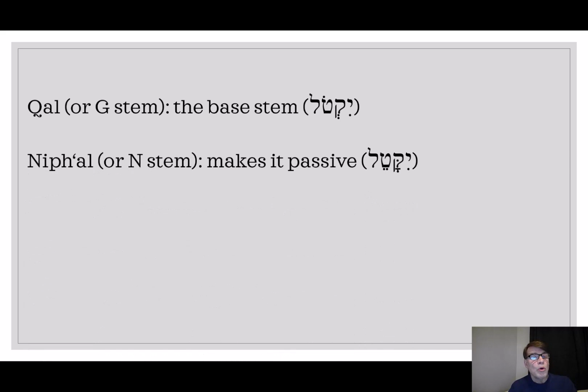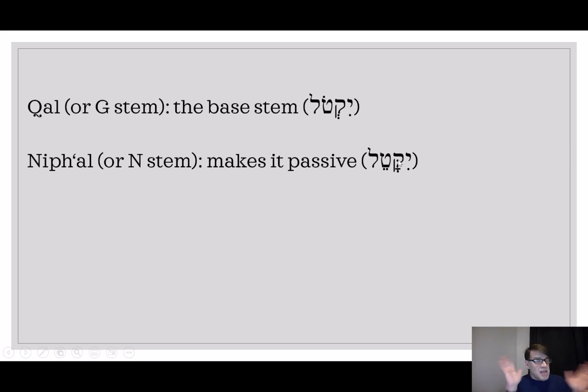The nifal, or N version of that, is yikatel. Okay, so the key here, we got the yod. The yod is still there, telling me that it's third masculine singular on the front, the performative. But notice this doubled first letter. So we talked about the D stem in the previous video, the doubling stem, what used to be called the Piel stem. It doubles the second main consonant. The imperfect of the nifal doubles the first.